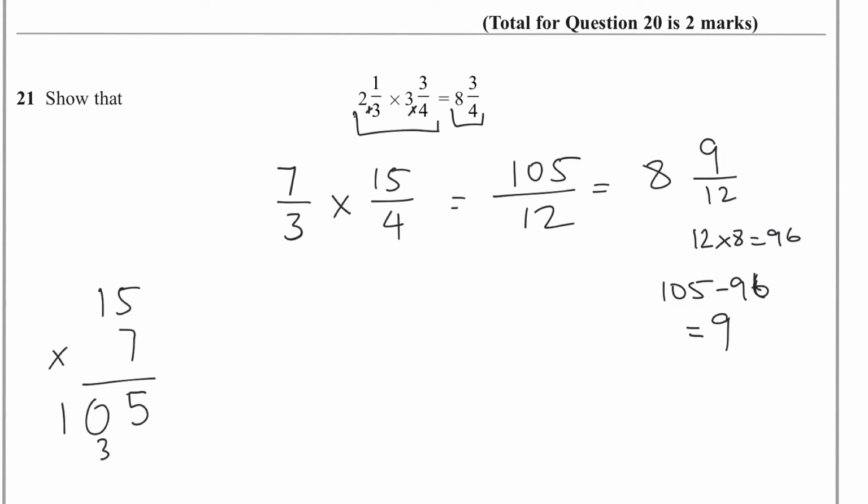I can simplify that fraction by dividing both top and bottom by 3. So therefore I'm left with 8, and then the fraction is 3 on the top and 4 on the bottom. So that's how I've shown that.